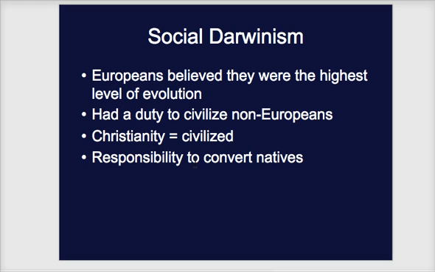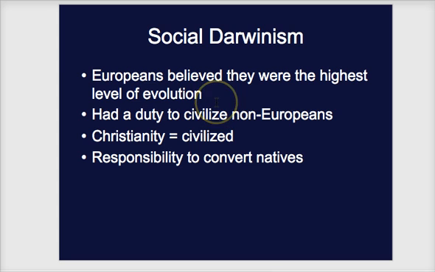Another cause of imperialism is social Darwinism. Remember, you studied Darwin and the theory of evolution in biology class. That idea of natural selection, the strongest survive. Well, with social Darwinism and this duty to civilize, Europeans believed that they were the highest level. They are the fittest people. This is as high as you can go.